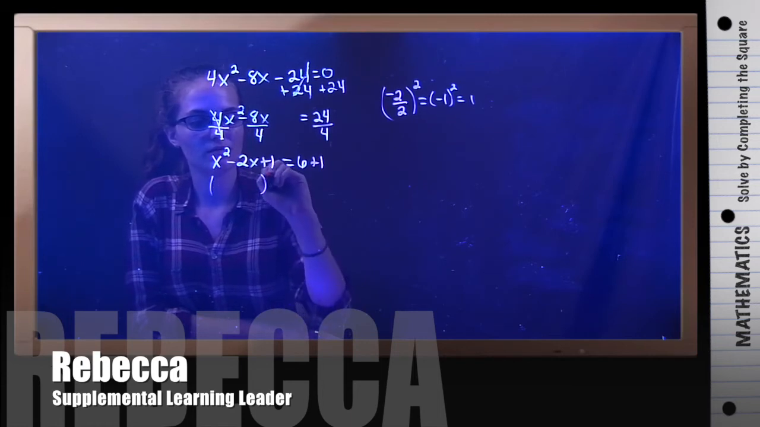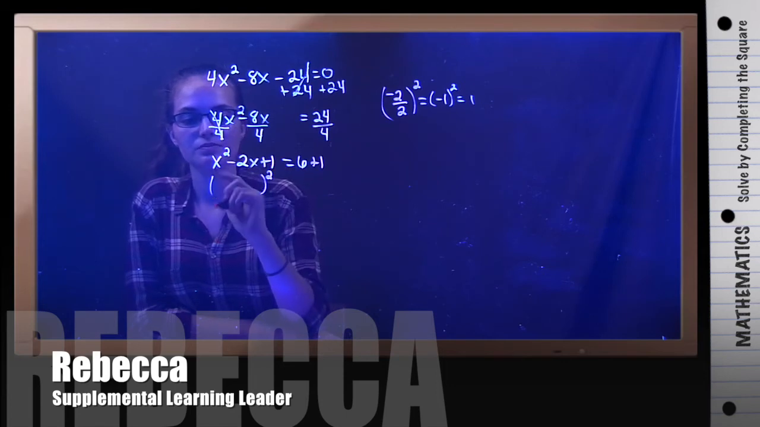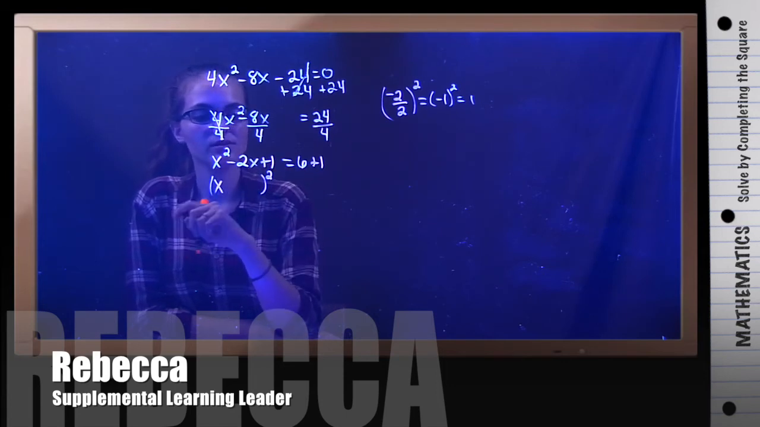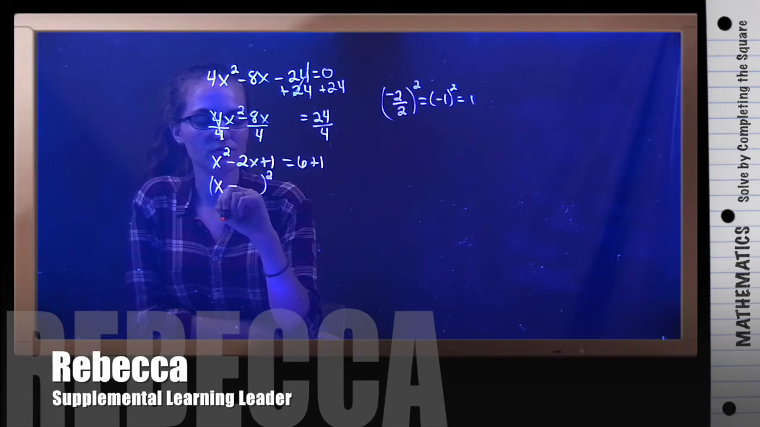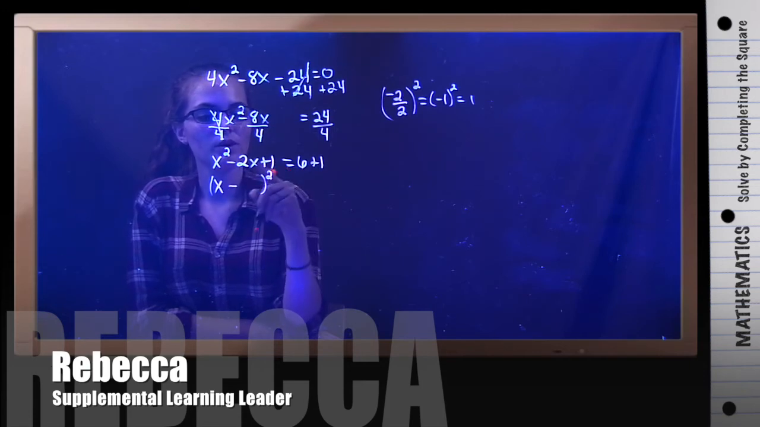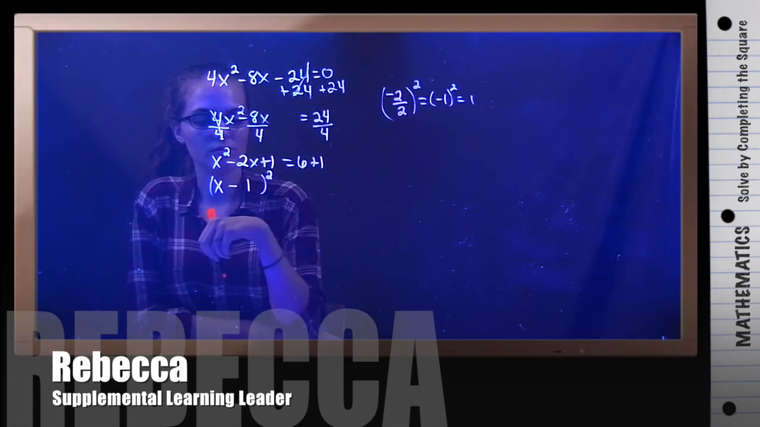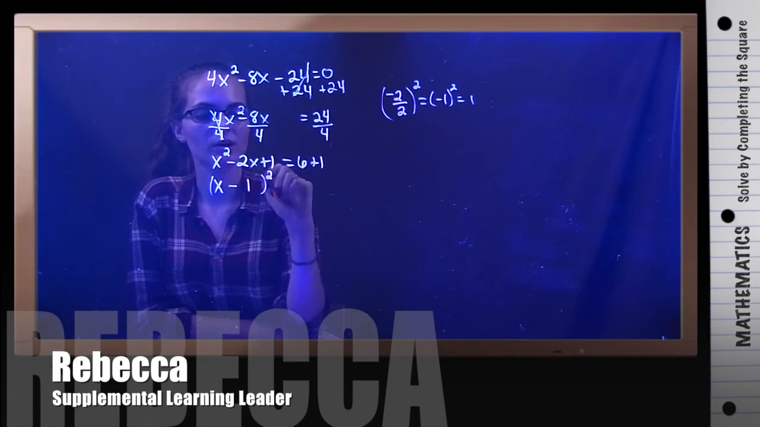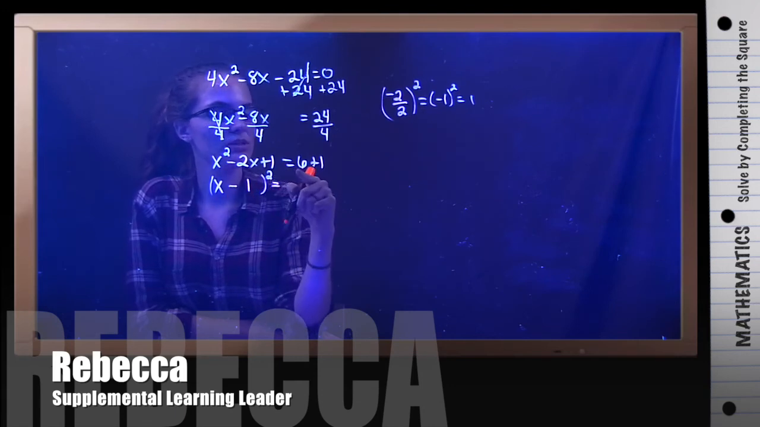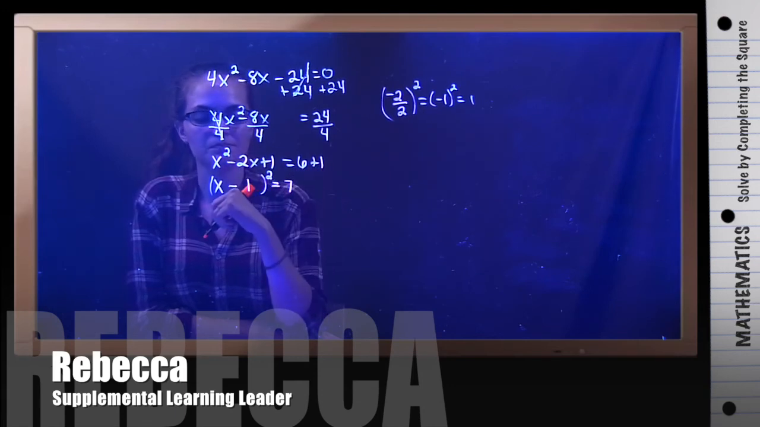And now we can factor our perfect square trinomial. We know that's going to be just x. And our middle sign has to be negative. And multiples of 1 that add to give us 2 are 1 and 1. So we get x minus 1 squared equals 6 plus 1 is 7.